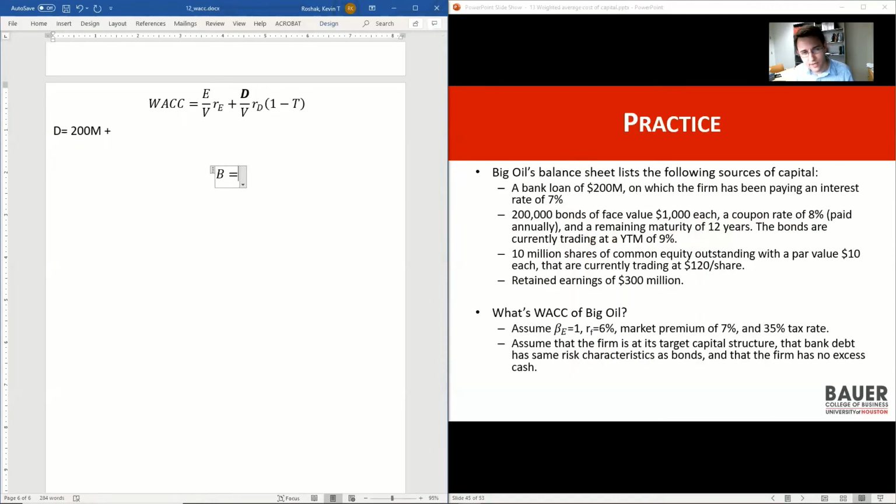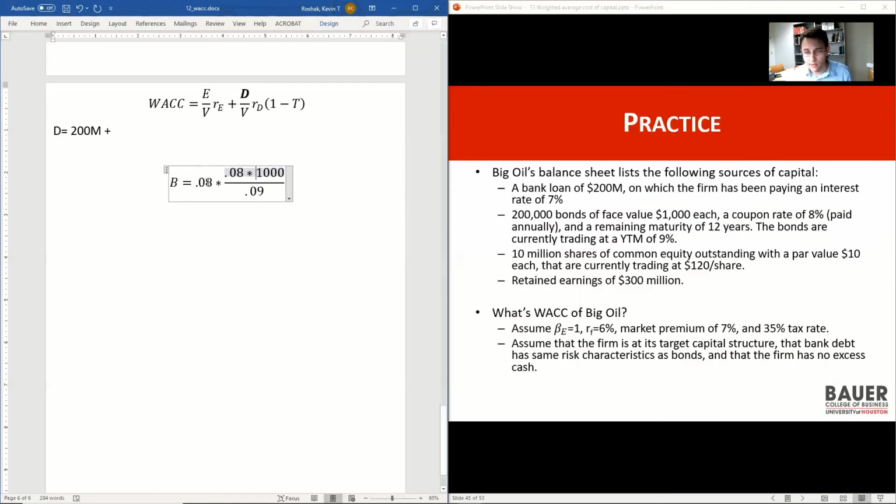Here you can't forget how to value a bond. The coupon rate is 8% paid annually. That means, how much are you getting paid in coupons every year? It's 8% of the face value, 8% of 1,000. That's your coupon. The yield to maturity is 9%, so that's going to be our discount rate.